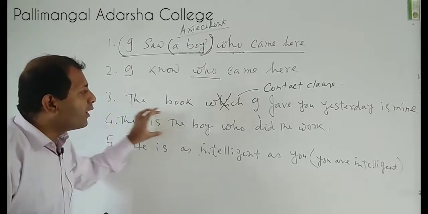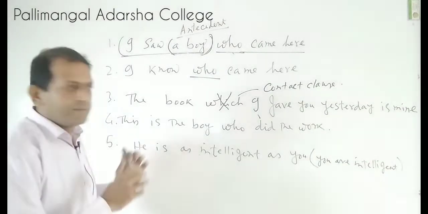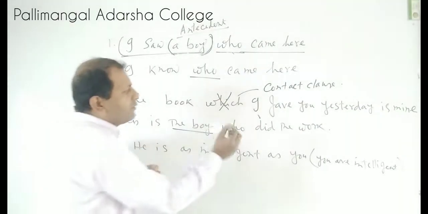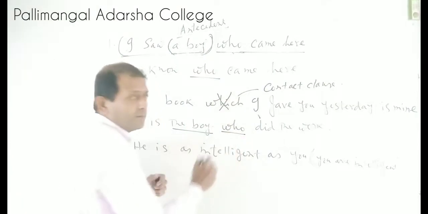Again, this is the boy who did the work. Look at this sentence. This is the antecedent, the boy. And who did the work? There is no subject here. Is there any subject here? No. So who itself is the subject.